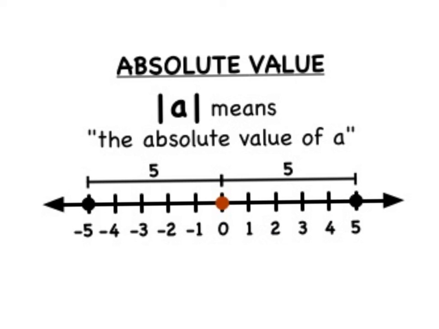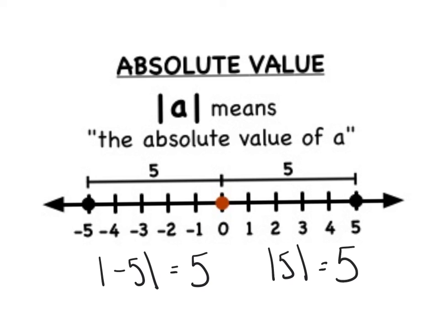So one more time, the absolute value means how far a number is away from 0. If I have the absolute value of -5, the answer would be 5. And if I took the absolute value of 5, the answer would also be 5 because they are both, as you can see, 5 away from 0. They're just in different directions away from 0.